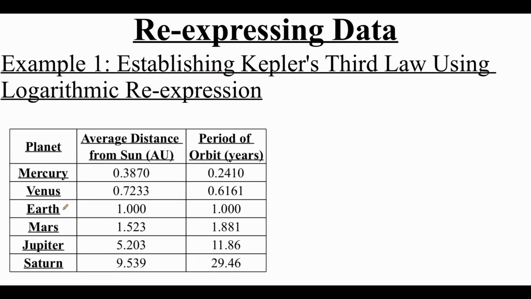The nice thing about that is as we focus on Earth, we've got a nice 1-1 ordered pair. So these average distances from the sun, I'm going to let that be my A variable, and the period of orbit, I'm going to let that be capital T. Now I'm going to make one more change. Instead of just looking at these as A, T ordered pairs, we're going to apply a logarithm, specifically a natural log. So I want to look at the natural log of A compared to the natural log of T.